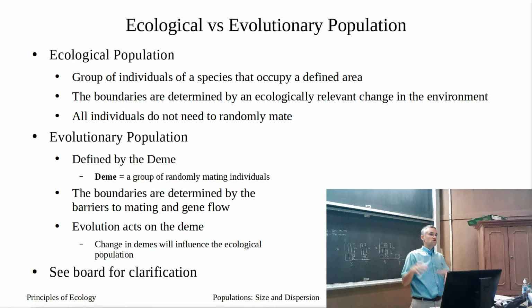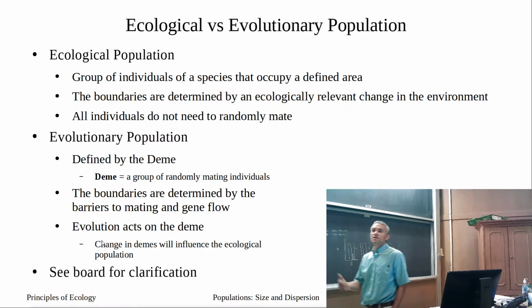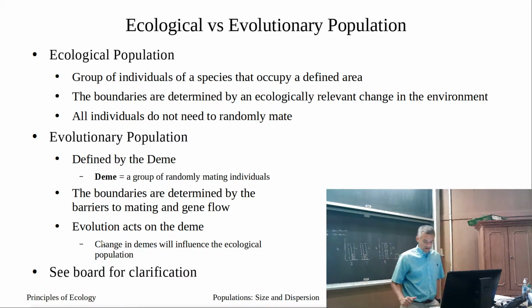Evolution acts on that evolutionary population. It acts on the deme. We already said evolution doesn't act on the individual, it acts on the group. And the group that evolution acts on is the deme, the group of individuals that are randomly mating. Now what's interesting is that if we have a change in our demes, if evolution acts on the demes, then it will affect our ecological population. So this might seem a little confusing, but let's see if we can clarify it.